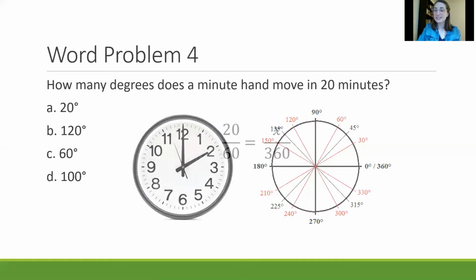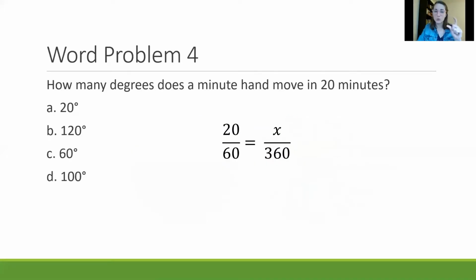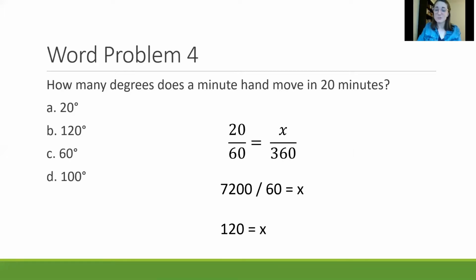So if we want to figure out what 20 out of 60 minutes is in terms of degrees, I can set it up like a proportion. 20 minutes out of 60 minutes on a clock is equal to how many degrees out of 360 degrees on a full circle. So to solve that, we're going to cross multiply our 20 times 360, and then we're going to divide by our other number, which is 60. So in our cross multiply, we get 7,200, and we divide that by 60 to get our answer of 120. So the final answer there is 120 degrees.